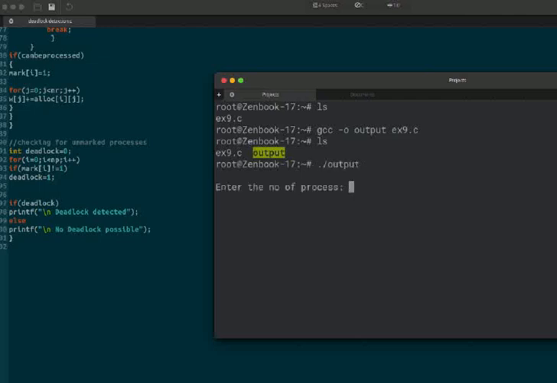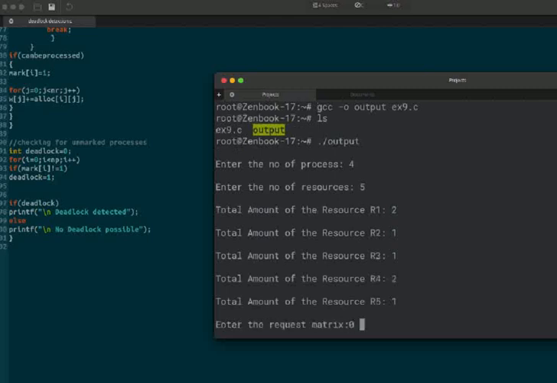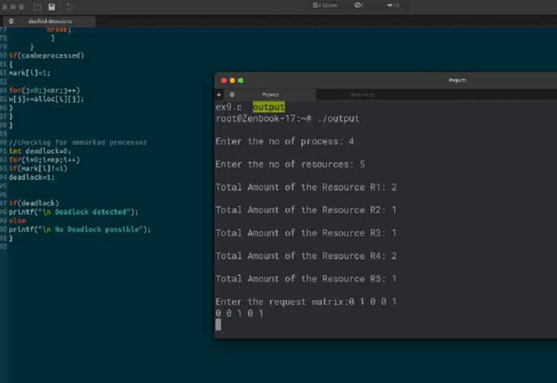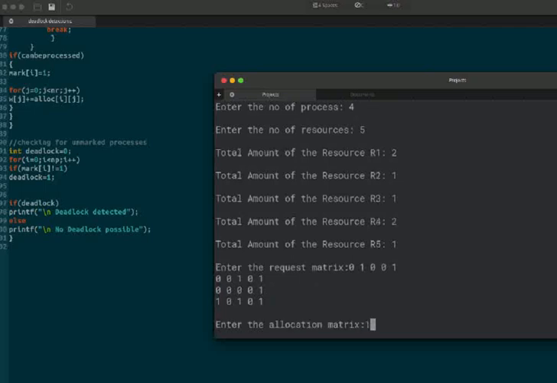Then for execution, ./output. First enter the number of processes, 4, and the number of resources, 5. Enter the request matrix: 01001, 00101, 00001, and 10101. This is the request matrix.